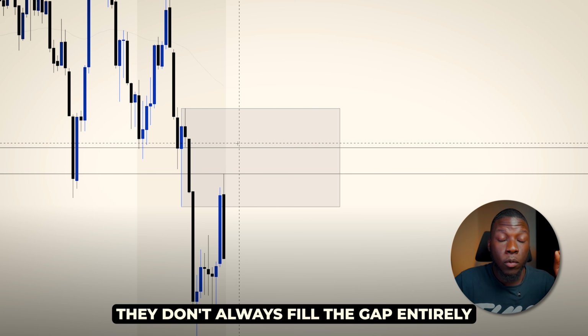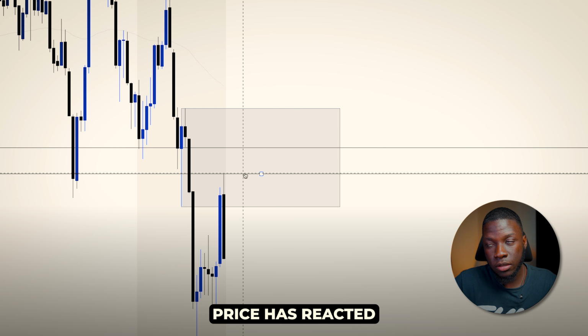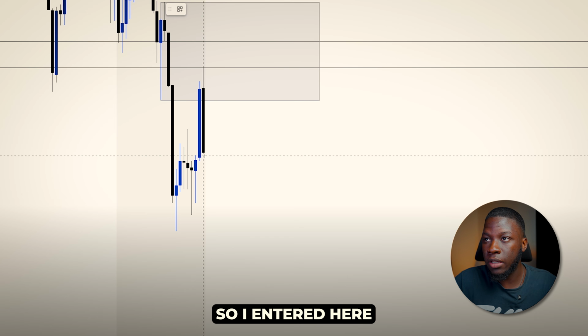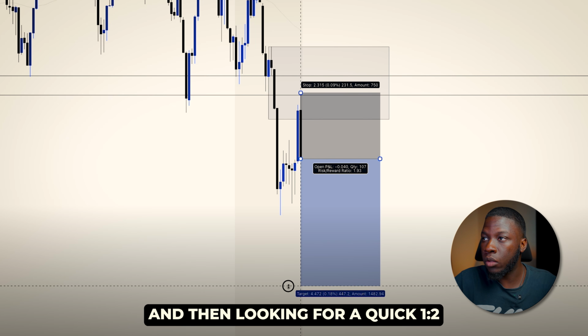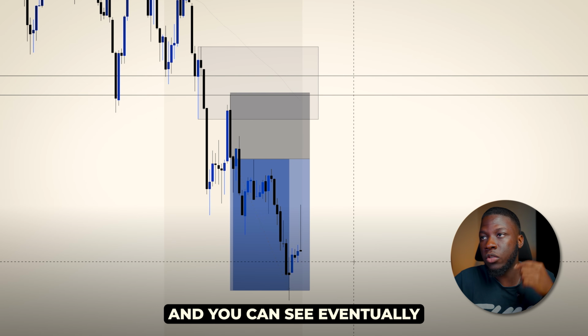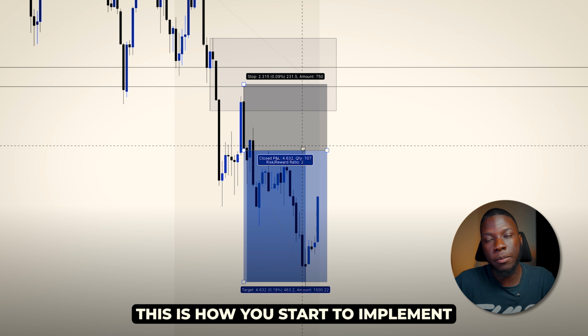This is key. They don't always fill the gap entirely, but price might react to the gap sometimes. So in this case, price has reacted and now I'm waiting for my entry. So I entered here, put my stop loss just where price filled the gap, and then looking for a quick 1 to 2. And you can see eventually price came all the way down, hit my TP, and that was it. This is how you start to implement fair value gaps.